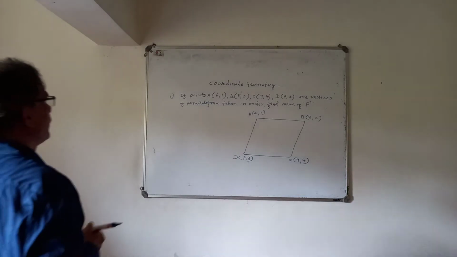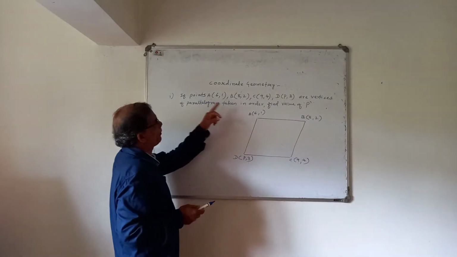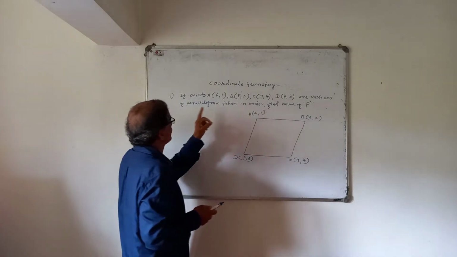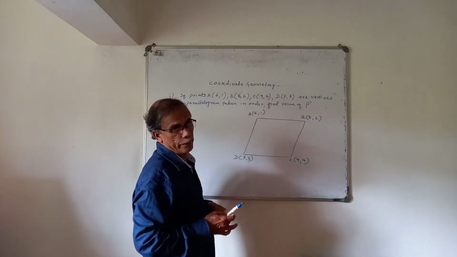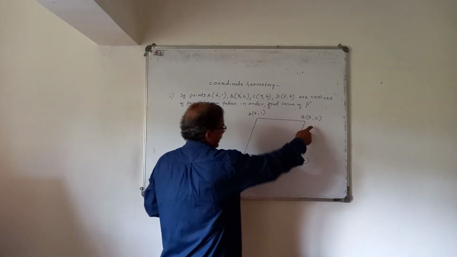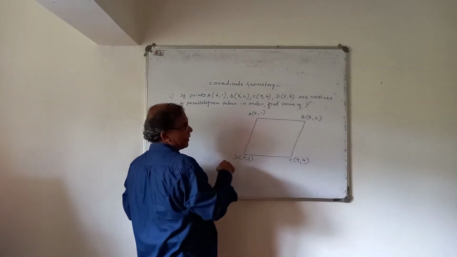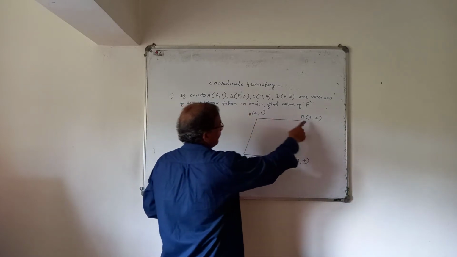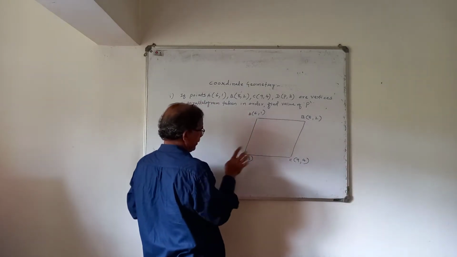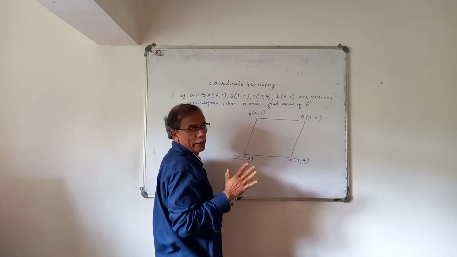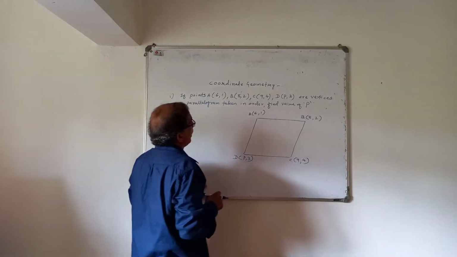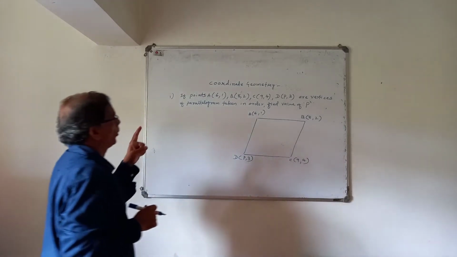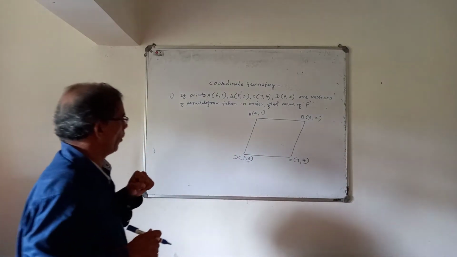Now see here, if points A, B, C, D are vertices of a parallelogram taken in order, find the value of P. So A, B, C, D taken in order, that is important. If after A, B, you are marking C here, then it will be wrong. You will not be able to get the correct answer. Now, A, B, C, D are the vertices of the parallelogram taken in order. Find the value of P.